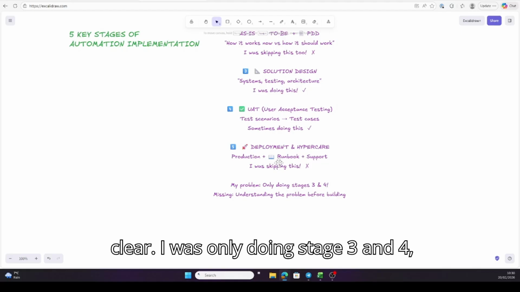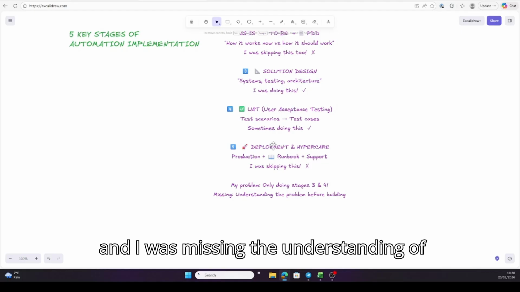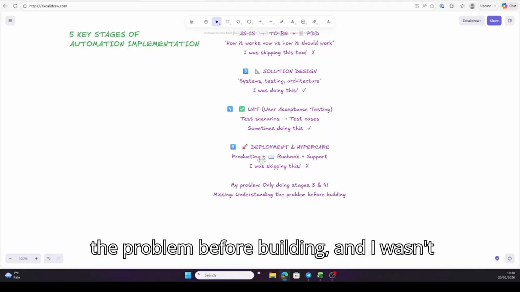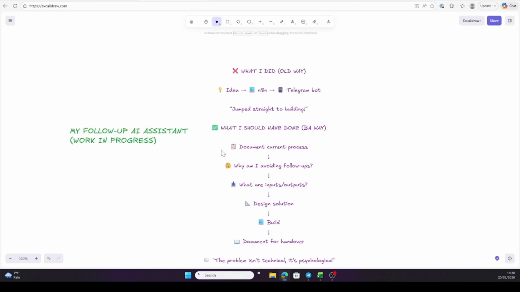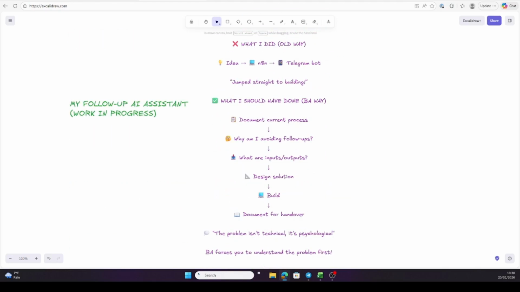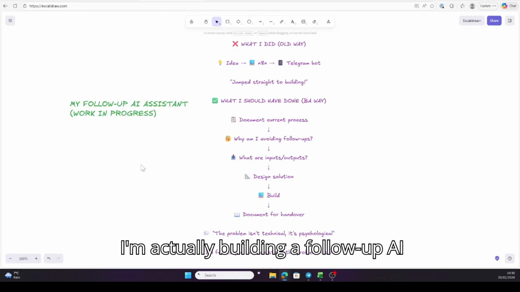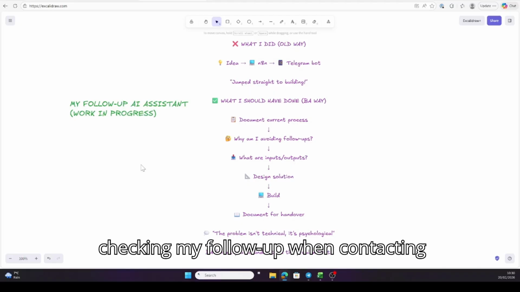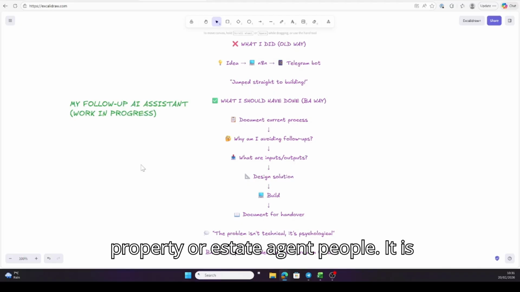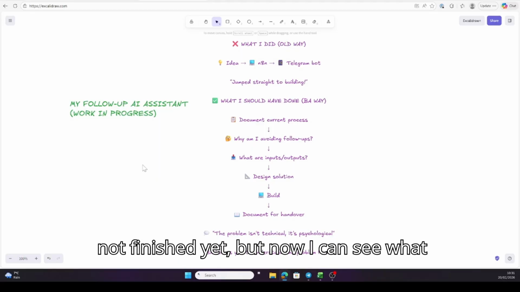So my problem was clear. I was only doing stages 3 and 4, and I was missing the understanding of the problem before building, and I wasn't properly closing out my projects with documentation. I'm actually building a follow-up AI assistant this week for checking follow-ups when contacting property or estate agent people. It is not finished yet, but now I can see what I did wrong.